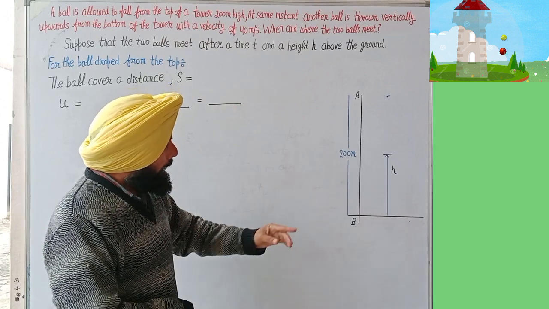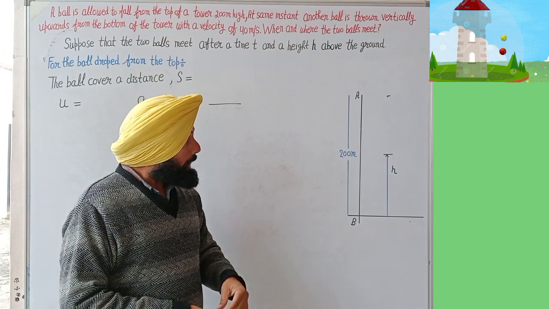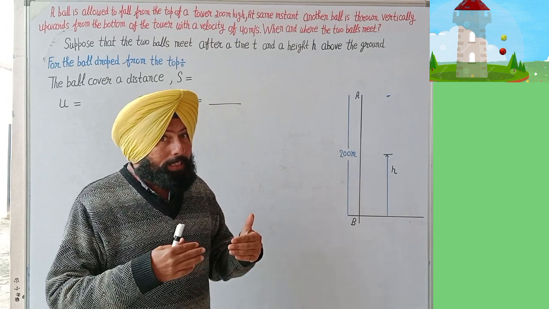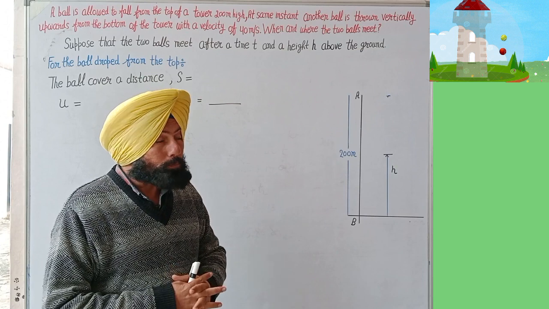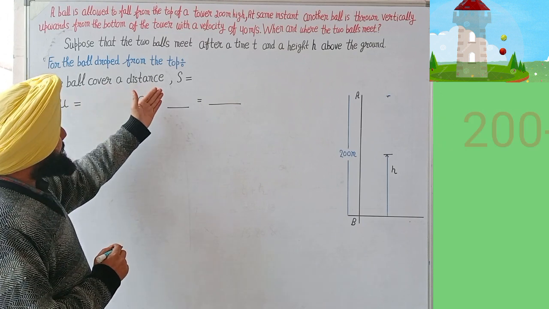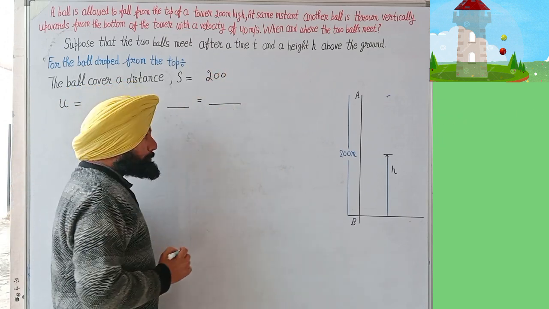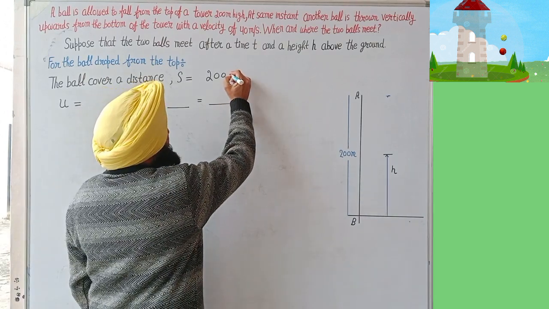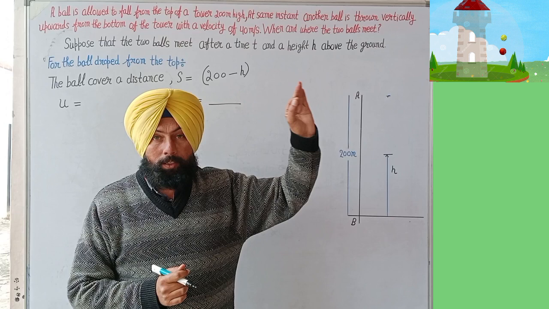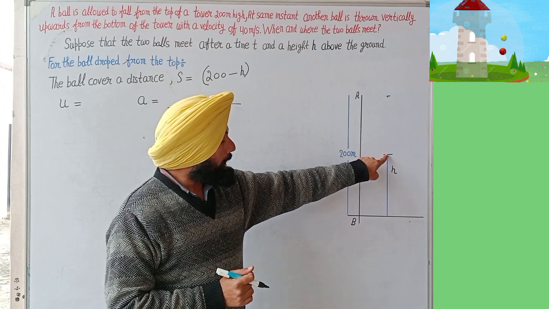Now the height of the tower is 200 meter. Ball is thrown from the top of the tower. What is the distance covered by it? That is, the ball covers a distance s equal to the total height 200 minus h. The ball thrown from the top of the tower, after covering this distance, meets here.